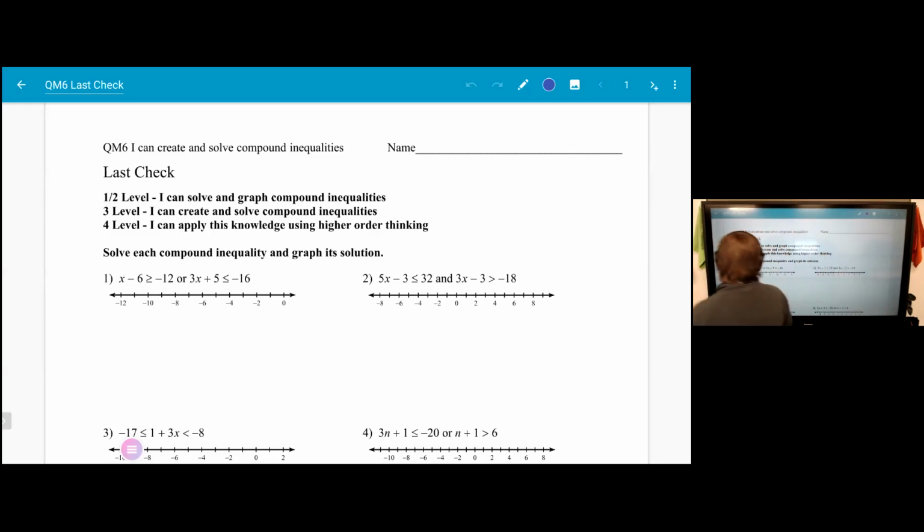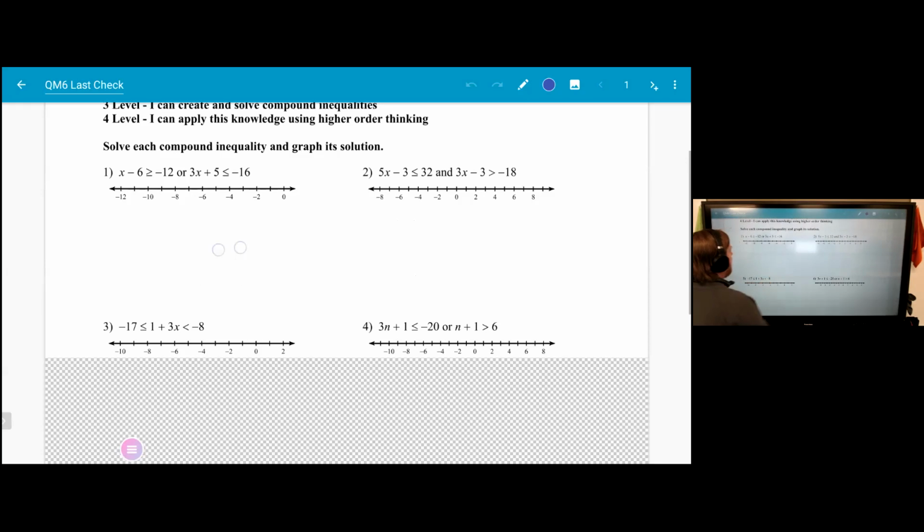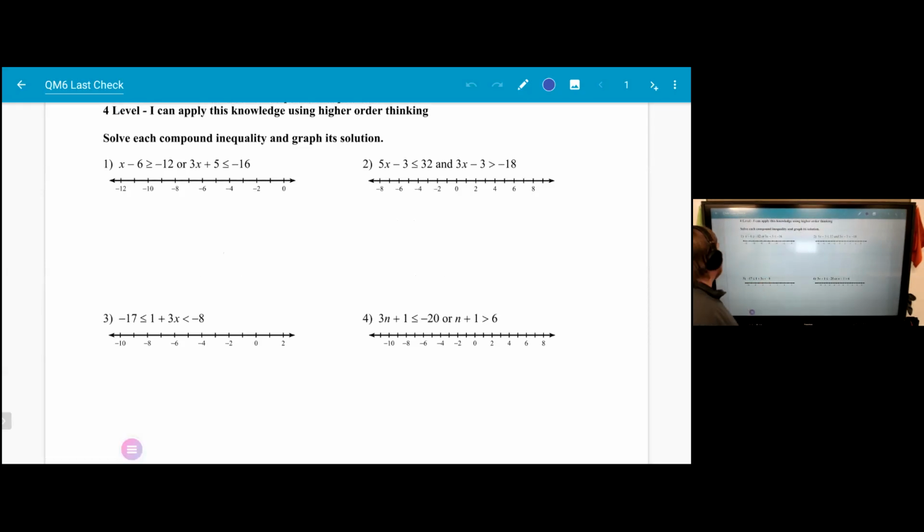We've got: solve each compound inequality and graph its solution. I'm going to do number 1 and 3. Numbers 2 and 4 will be done on Google Classroom, but I'm not going to do them in this video. So if you've got questions, make sure to ask.